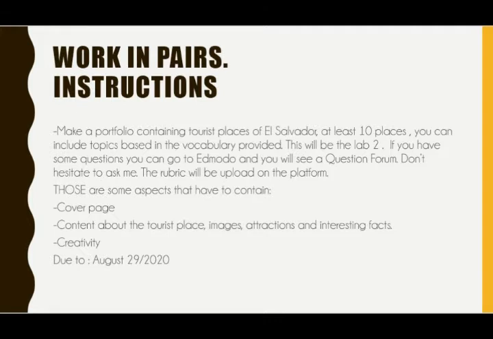Number 1, cover page. On this page, they have to write the name of the institution, the name of the students, the name of the activity, and the level. Number 2, content about the tourist place: images, attractions, and interesting facts.